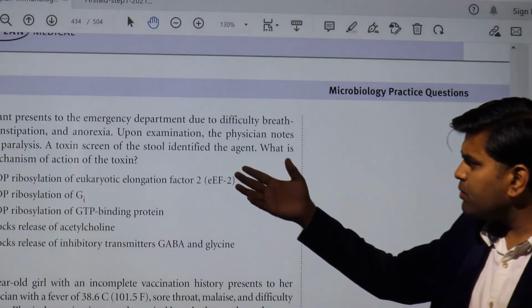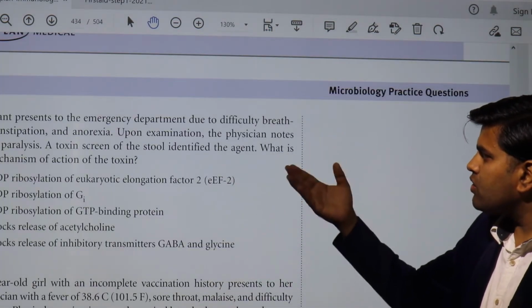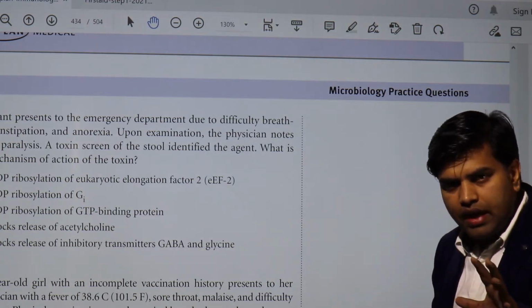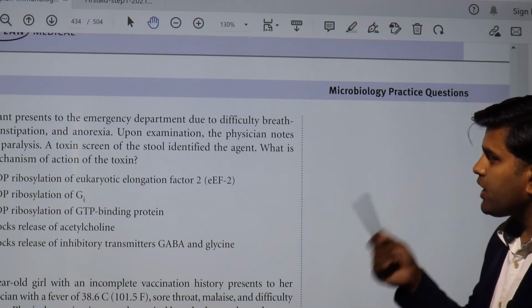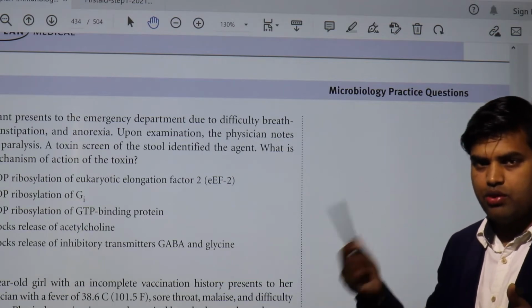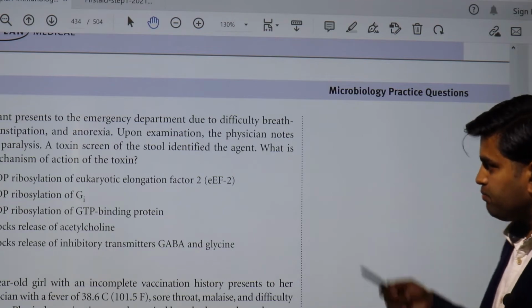So they're giving you the picture of this flaccid paralysis with constipation, difficult to breathe, and anorexia. A toxin screen of the stool identifies the agent. So when they were screening the stool, they found a toxin. What is the mechanism of action of that toxin? First, you need to identify the organism, then you need to identify the toxin, and then you will know how the mechanism of action of the toxin occurs.